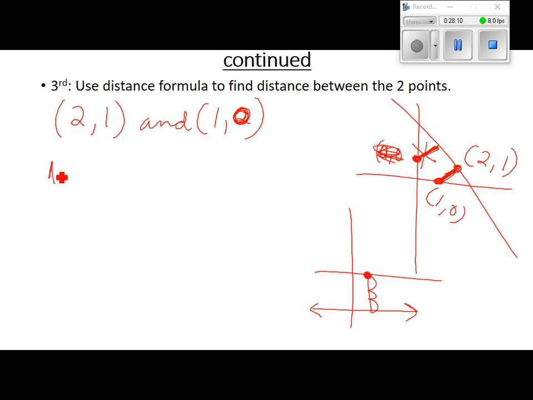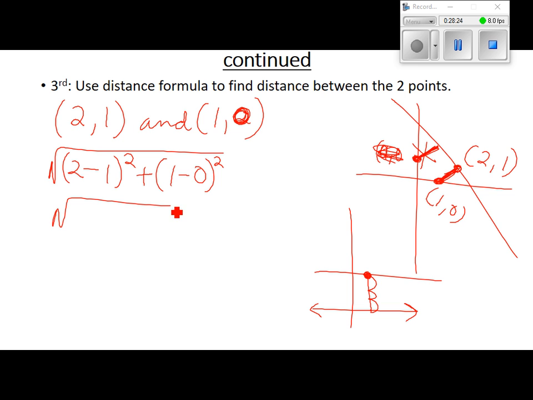So on this, we got to use the distance formula. What's our x's this time? 2 and 1. What's our y's? It's 2 minus 1, 1 squared. 1 minus 0, 1 squared. 1 plus 1, 2. Is 2 a perfect square number? Somebody do it on their calculator for us. What's the square root of 2? 1.4? So how far is it from this point to that line? About 1.4. Remember, that's got to be the shortest path. It's got to be the perpendicular.